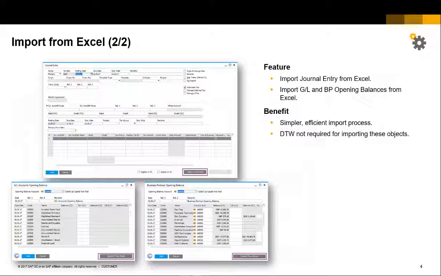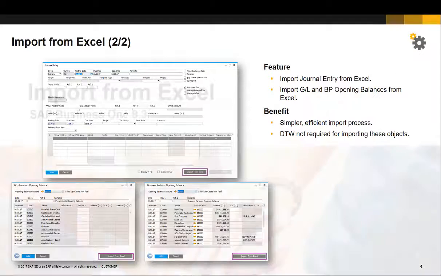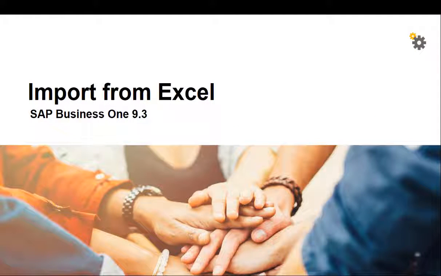You can also import a single journal entry directly from within the journal entry form. Finally, you can import GL and BP opening balances from Excel. Let us have a quick look at this feature in SAP Business One. Please note that the examples herein use text files to illustrate the feature. Equally, you could use the original Excel file.